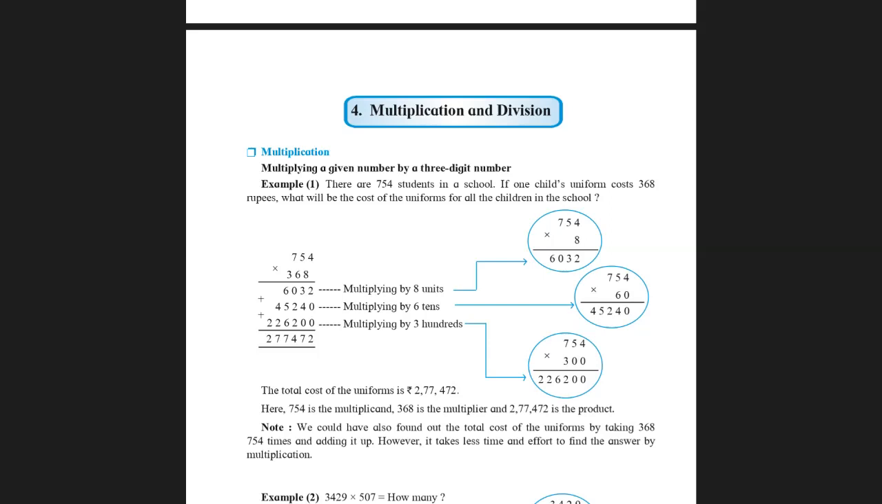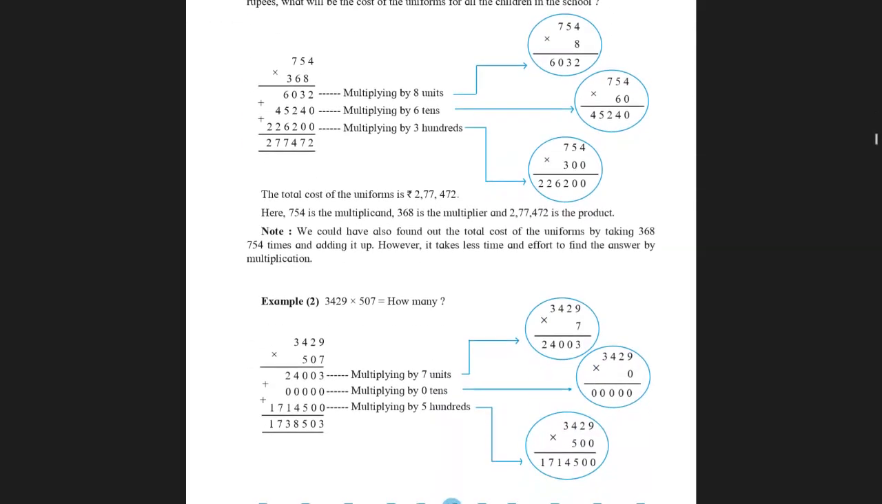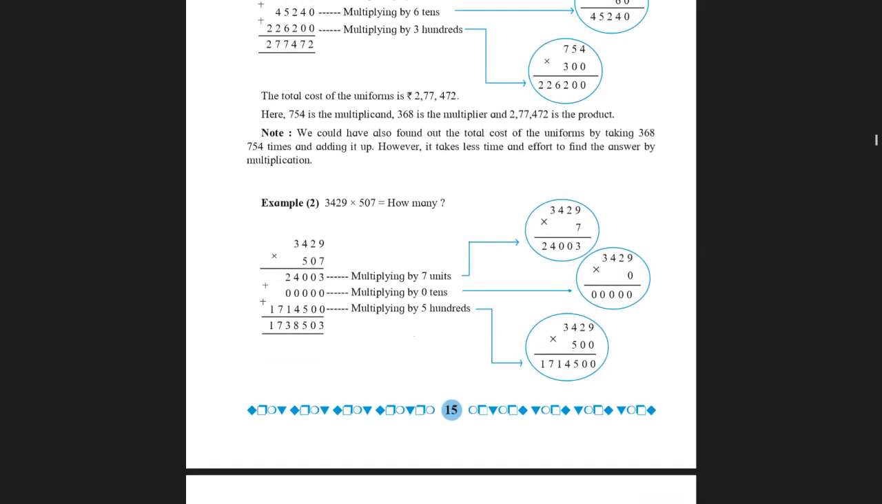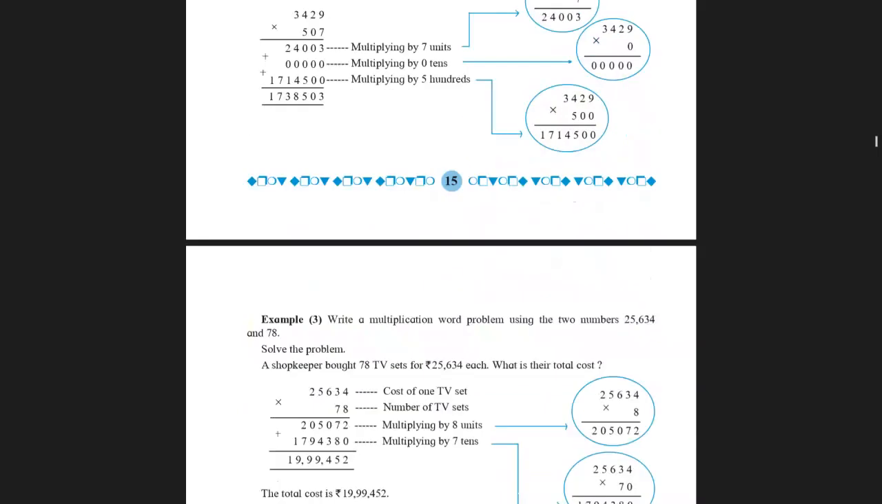So you have 2,77,472 rupees. That is the total cost of the uniform. Okay. Now same method, they have given you the second question to multiply 3429 with 507. So the same method has to be used to multiply.